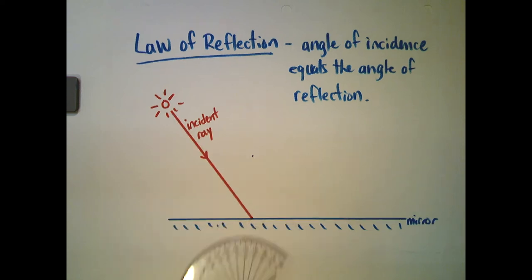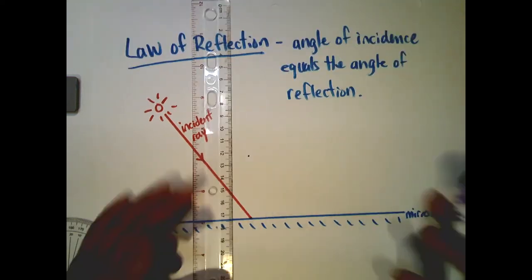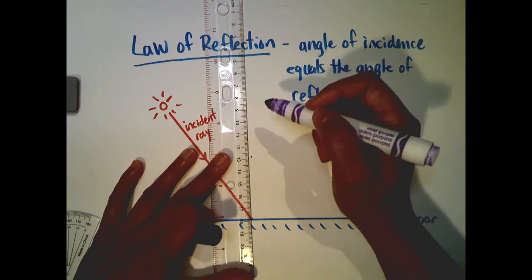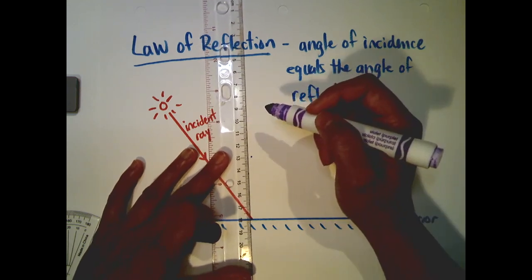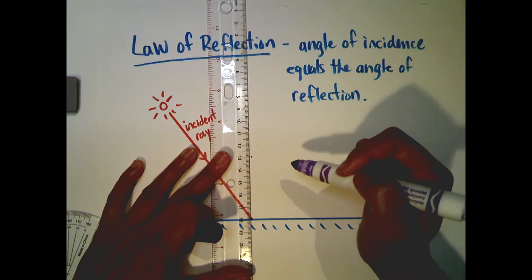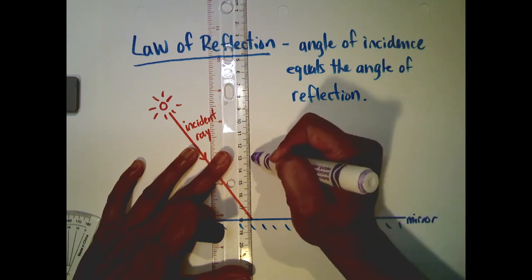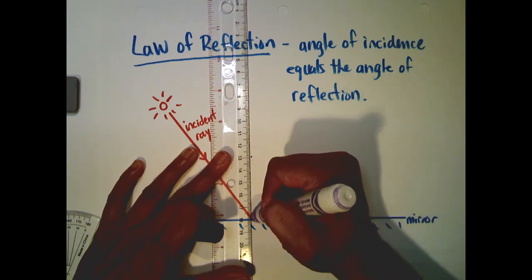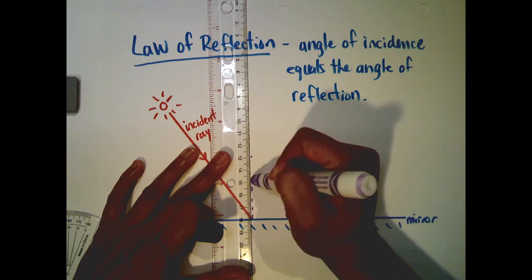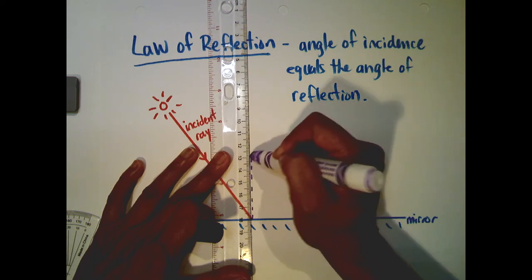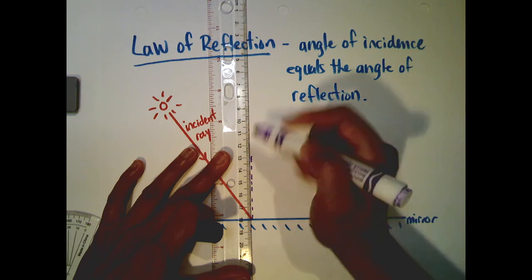Okay, let's draw in the normal. I had my dot, and I can also use a ruler. That works as well. There's my dot. So this here is my normal.